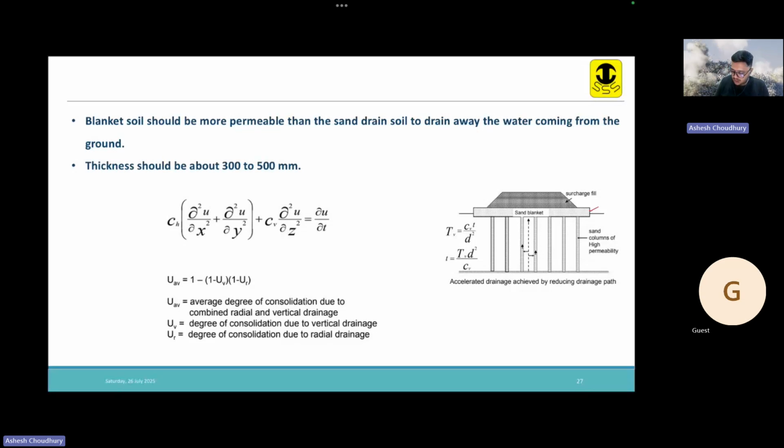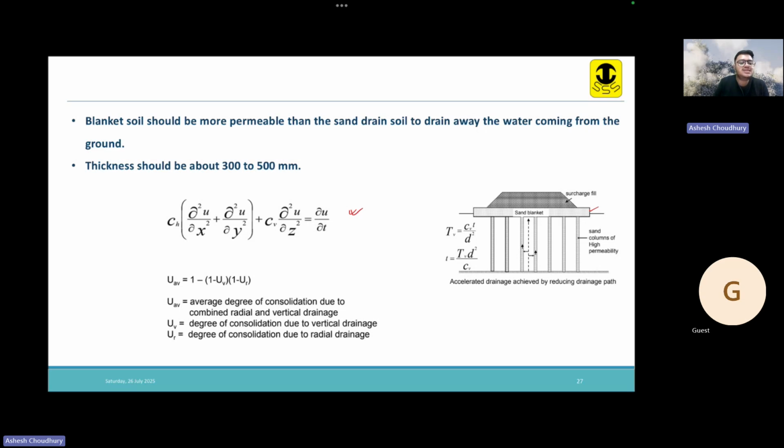So for that, the consolidation equation can be written like this: Ch dou square u by dou x square plus dou square u by dou y square, plus Cv dou square u by dou z square, equal to dou u by dou t. The Cv dou square u by dou z square term is the vertical or one-dimensional consolidation part, and the Ch dou square u by dou x square plus dou square u by dou y square term is the radial consolidation part.